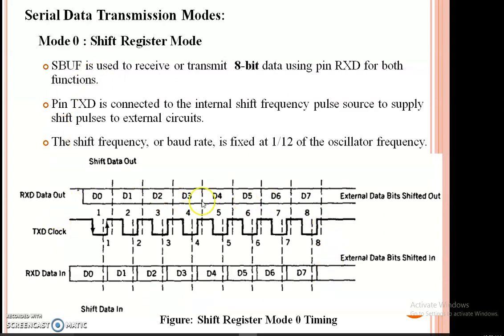Look at this pulse diagram. Here RxD and TxD, these are the two pins used. Generally RxD is for reception, TxD for transmission.